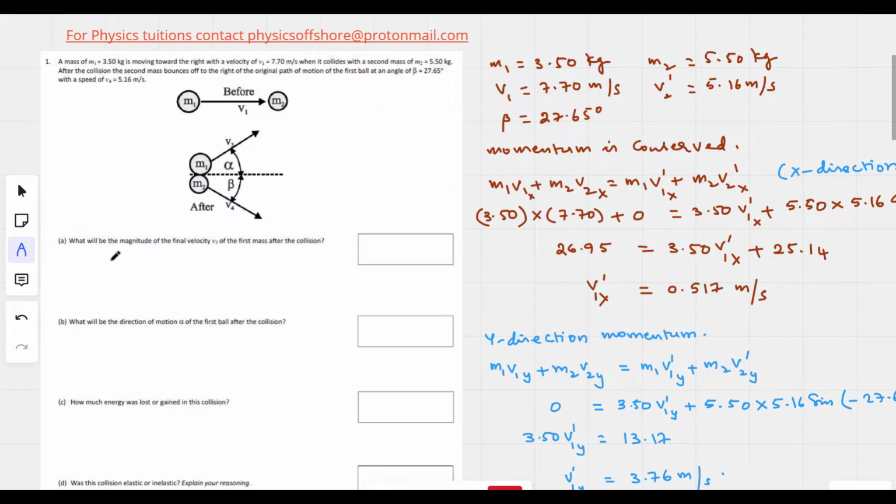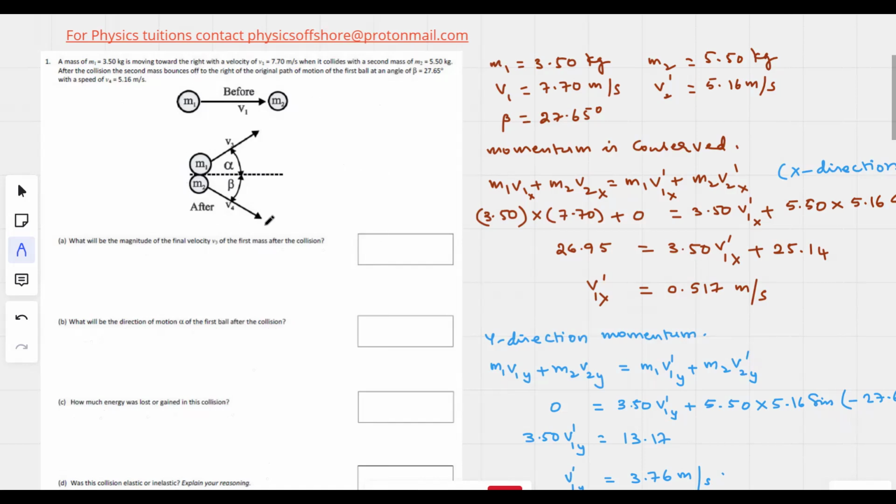First bit. What will be the magnitude of the final velocity of the first mass after the collision? B bit. What will be the direction of motion of the first ball after the collision? C bit. How much energy was lost or gained in this collision? D bit. Was this collision elastic or inelastic? Explain your reasoning.